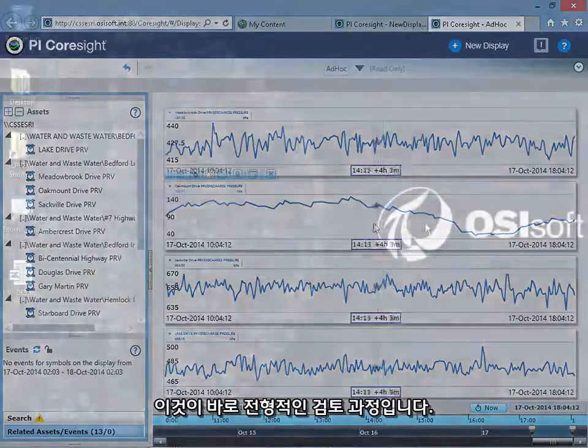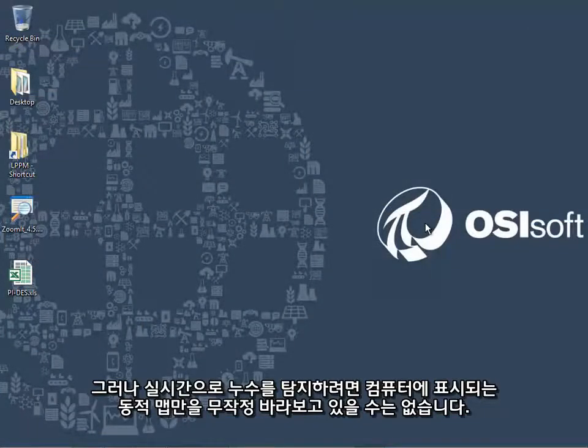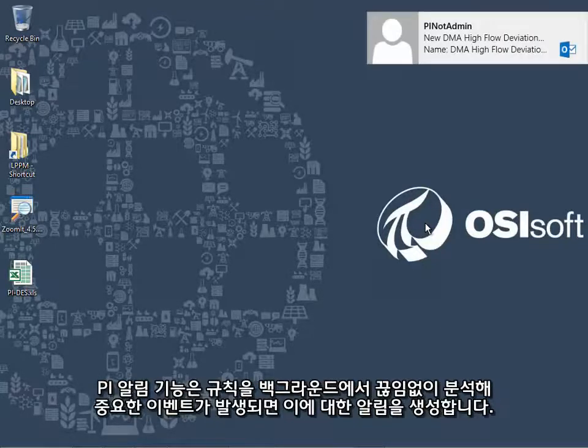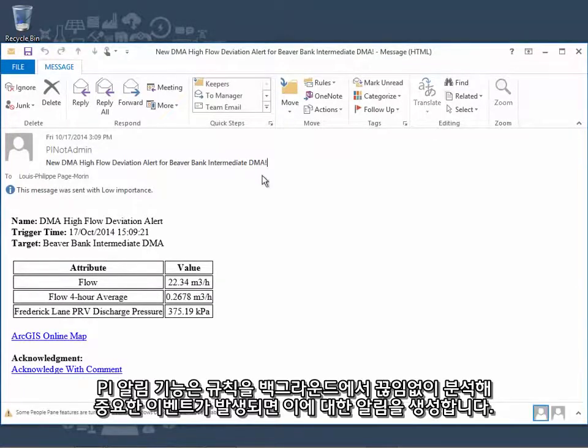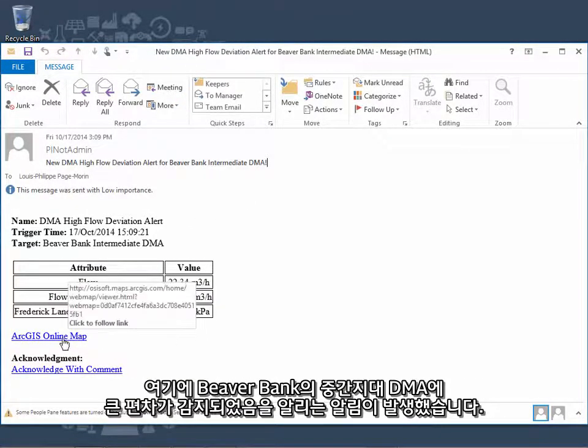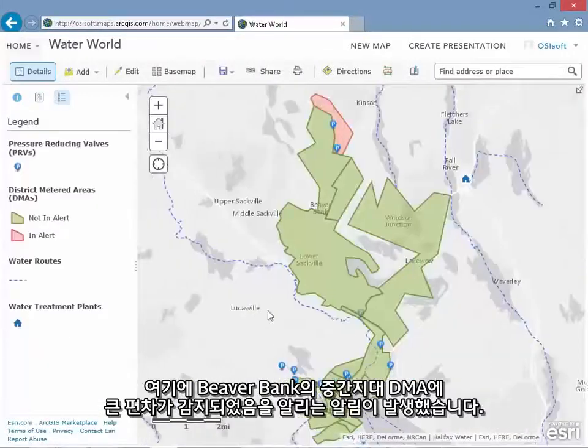This is a typical reviewing process, but to move towards real-time leakage detection, you can't be sitting in front of a dynamic map all day. Thanks to PyNotifications, rules can be analyzed in the background at all time and let you know when something of importance is happening. Here, a high deviation alert occurred for the Beaver Bank Intermediate DMA.